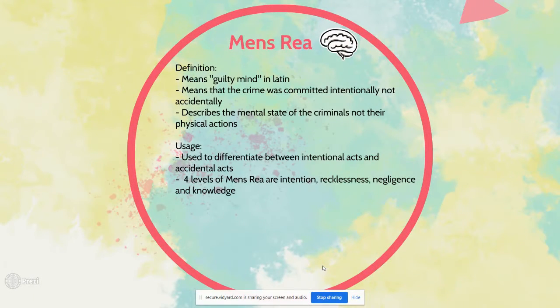The second term is mens rea. Mens rea's literal definition means that you have a guilty mind. It describes the intention or knowledge of wrongdoing that counts as part of a crime. The rationale behind this is to differentiate people who innocently cause harm and those who intentionally cause harm.